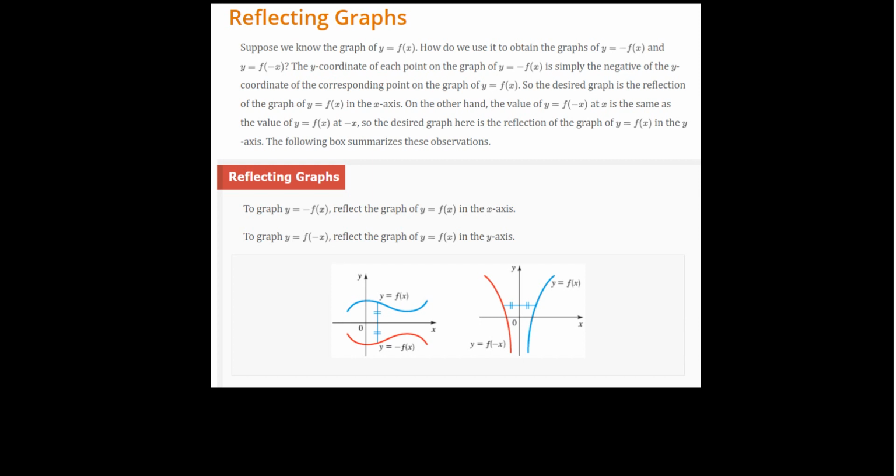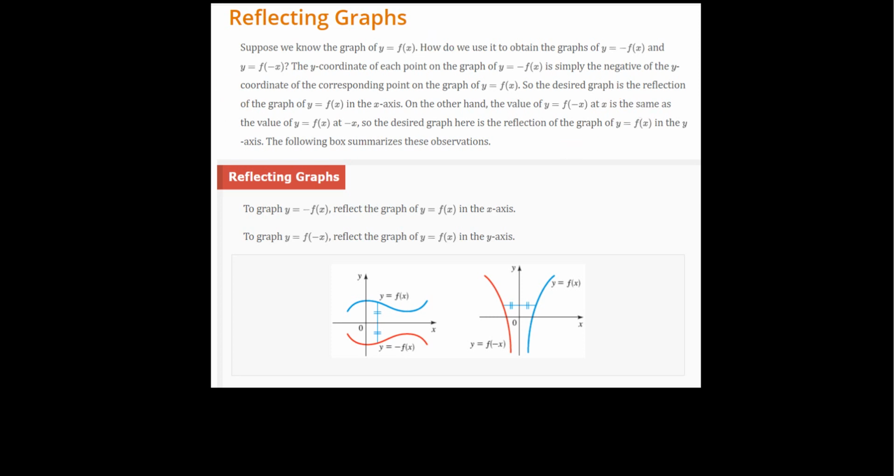So the desired graph is a reflection of the graph y is equal to f of x in the x-axis. On the other hand, the value of y is equal to f of negative x at x is the same as the value of y is equal to f of x at negative x. So all this, I'm going to tell you right now, I know that's going in one ear and out the other for you. Here's what you want to know.